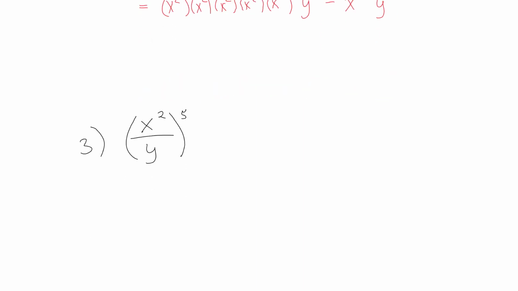And again, the same thing here. If you got as far as saying x squared to the 5th over y to the 5th, then pat yourself on the back. You did exactly what we needed to do. If you were able to take that all the way to x to the 10th over y to the 5th, then you're in just absolutely phenomenal shape.